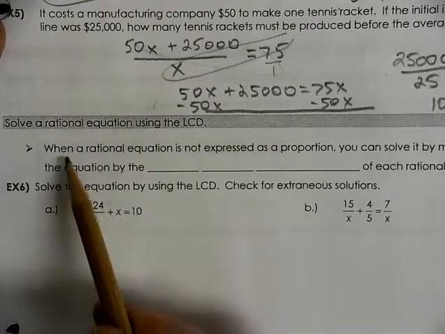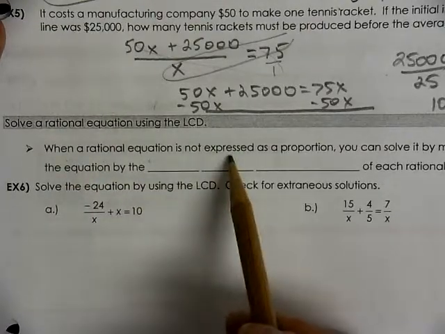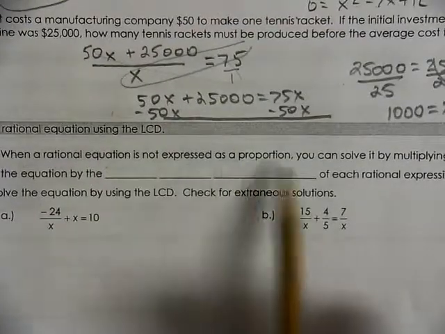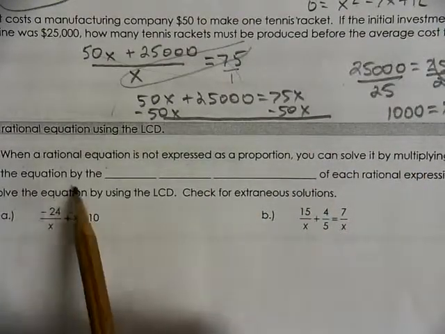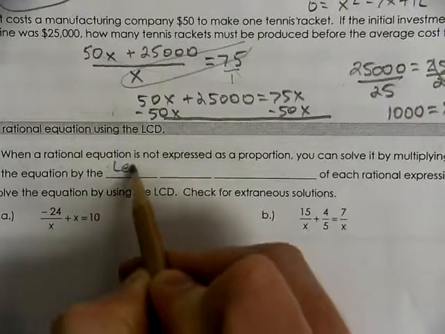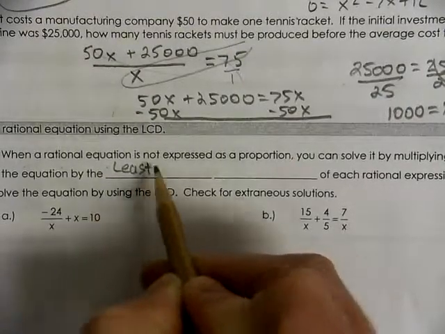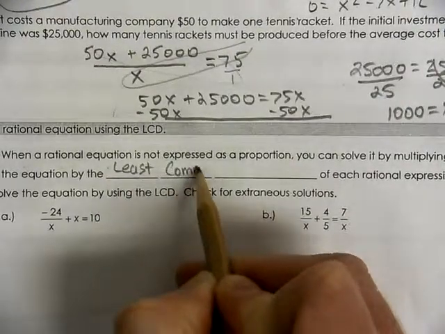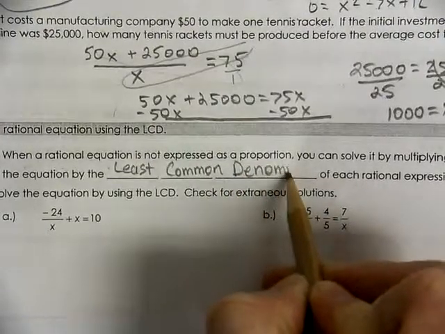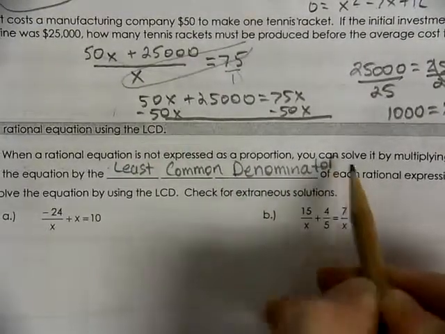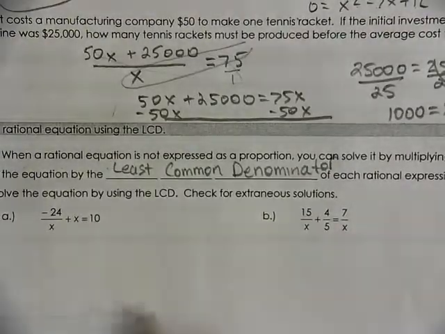One suggestion would be when a rational equation is not expressed as a proportion, you can solve it by multiplying each side of the equation by the least common denominator of each side of the expression.